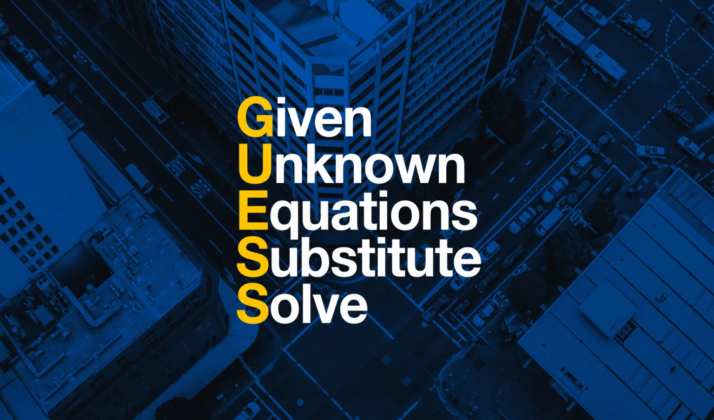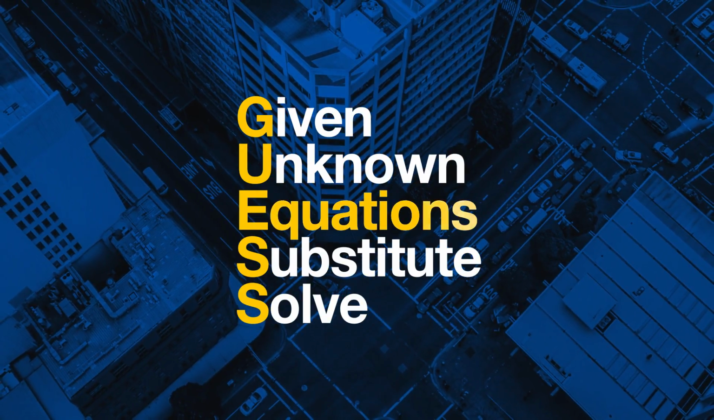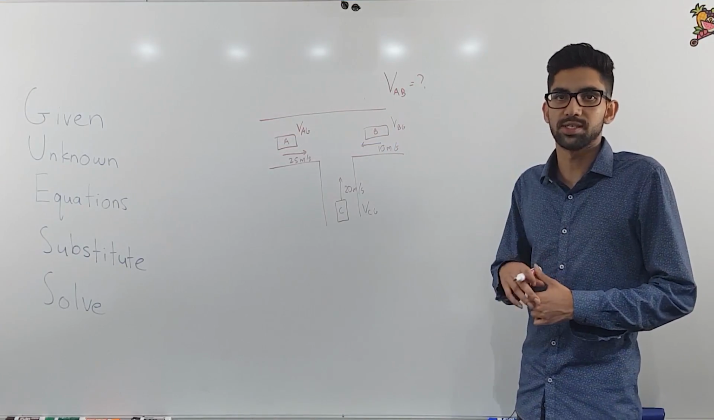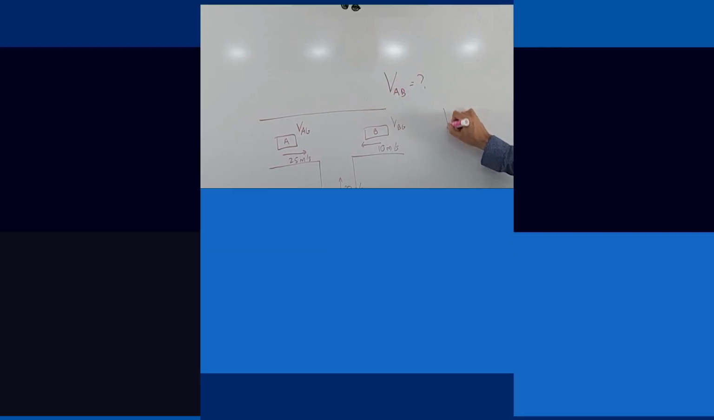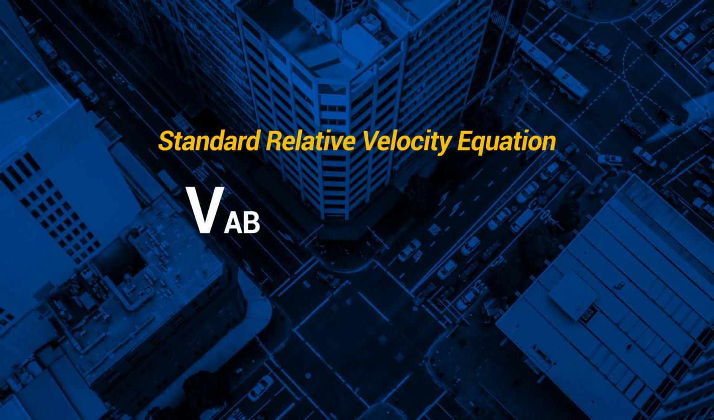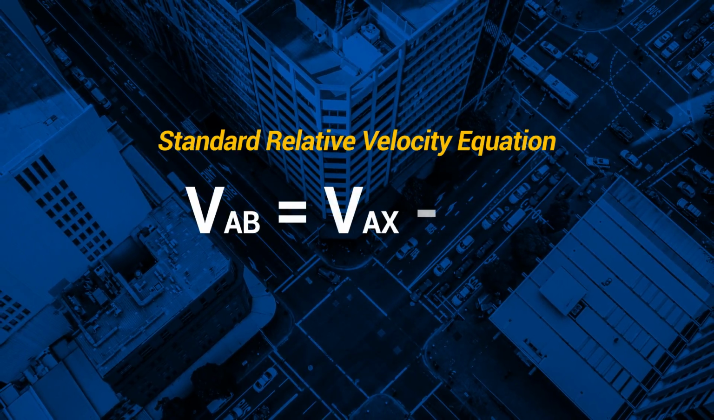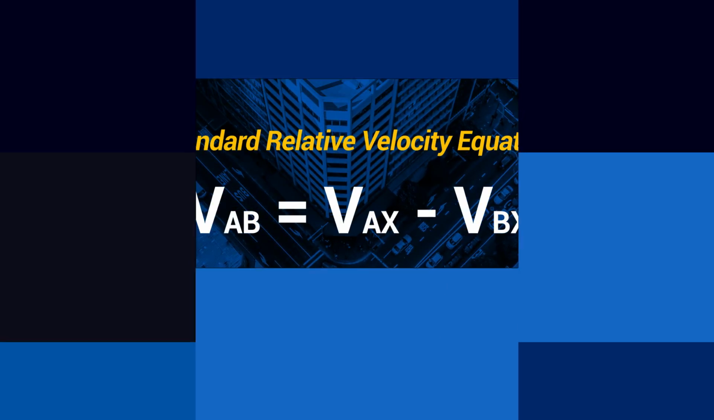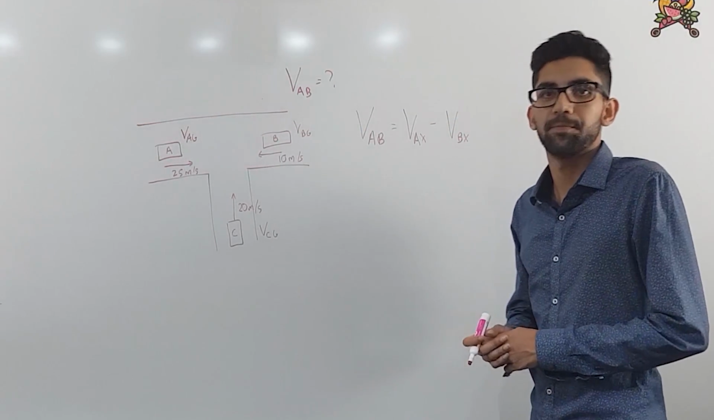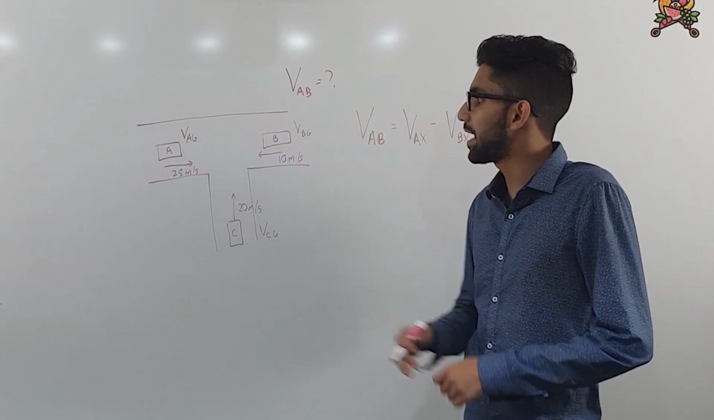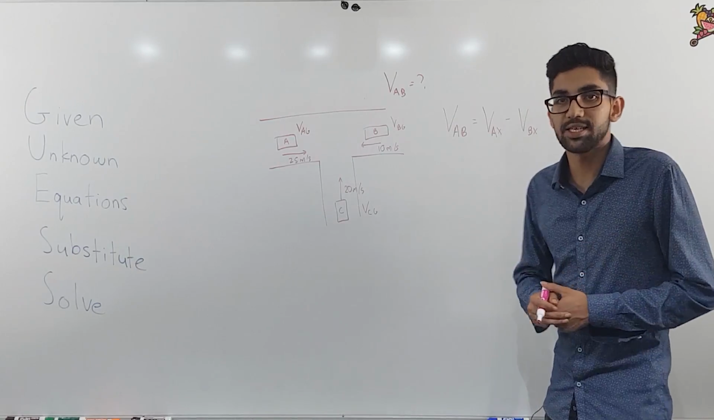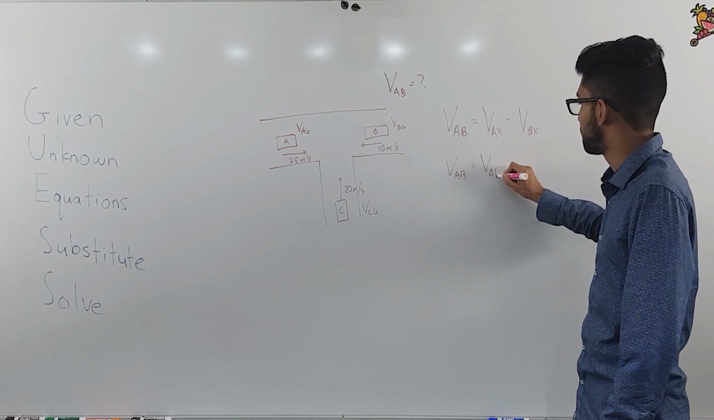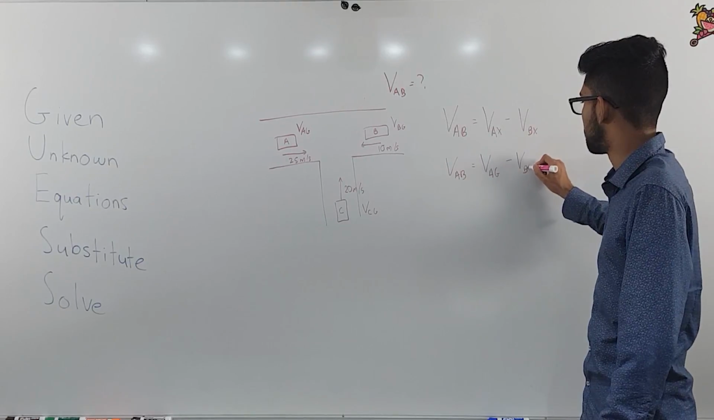Alright, now that we've done that, we can figure out what the relevant equations are for this question. This is a relative velocity question, which means we're going to be using our standard relative velocity equation. If you recall from our previous videos, the standard formula is VAB equals VAX minus VBX, where X is the intermediate frame of reference and it's usually the ground. In this case, it actually is the ground. So can you guys figure out how we can find VAB by plugging into this formula? You can see it's pretty easy: VAB is going to equal VAG minus VBG.